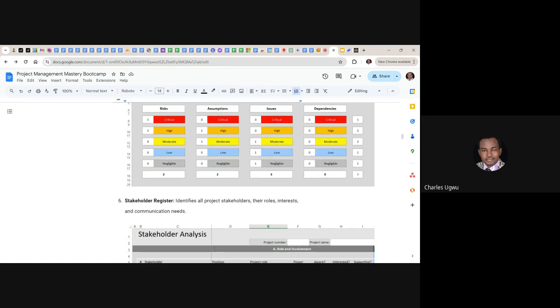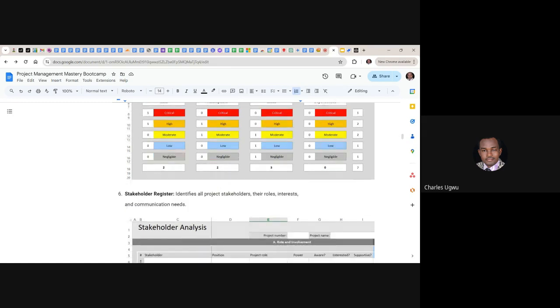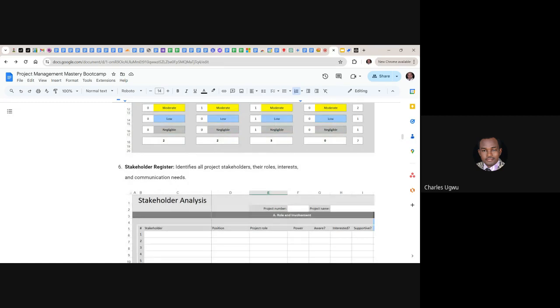So having done that, we'll come to some of the documentation we are going to use to manage our stakeholders. These are key people we need to have a good relationship with. The first thing we need to do is to start identifying them. In project management, stakeholders are people you need to understand very well.